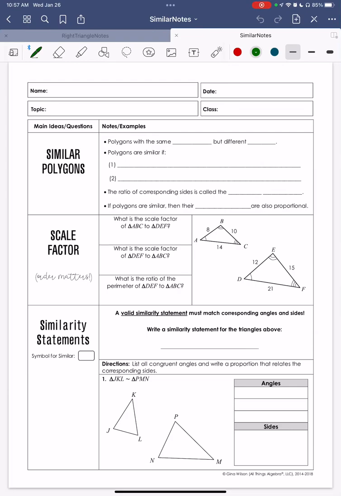So this is a quick, somewhat low budget recording of the notes I was going to help you guys with today. All right, here we go. We're talking about similar polygons.